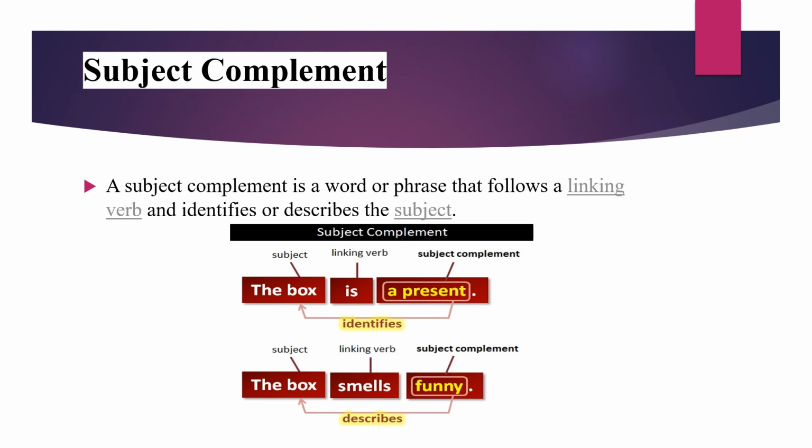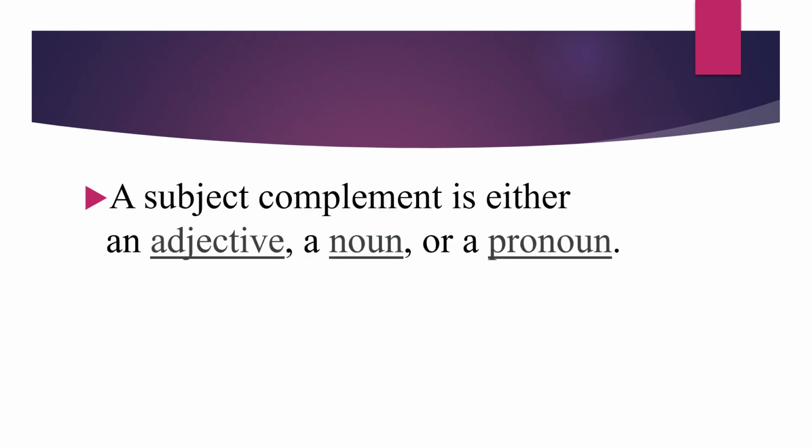You can see that in the first sentence we had a subject complement in the form of a phrase, because "a" is an article and "present" is a noun. So we have a phrase because of the two words, and in the next sentence funny is a single word. So a subject complement can be a single word or a phrase, and it should follow a linking verb. It means that after the linking verb in a sentence we have a subject complement, and another function of the subject complement is to describe the subject in the sentence or to provide more information about the subject.